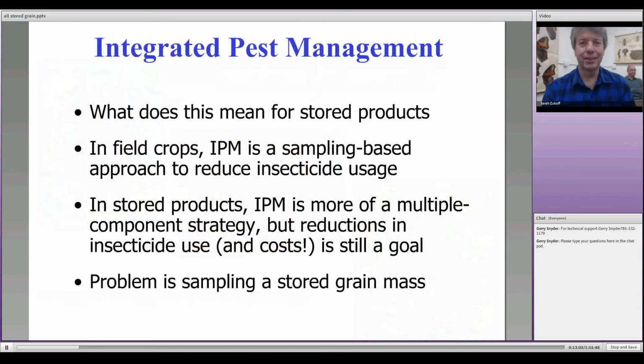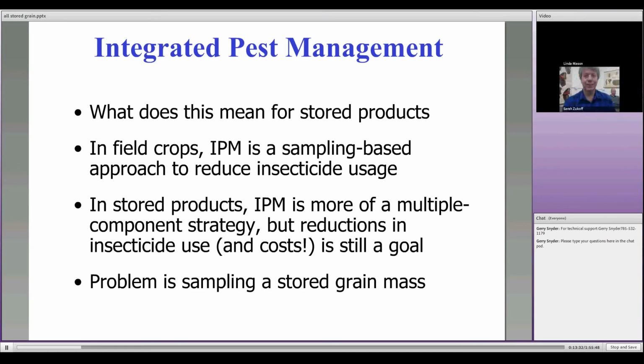Integrated pest management. So a little bit about this concept. If you're a county agent, you hear us in the universities talking about IPM a lot. It's pretty much the same all throughout agriculture, a little bit different for the stored product and stored grain system. So as in field crops, we like to think of sampling-based approaches to IPM with an objective to reduce insecticide usage. Now again, this will change depending on the value of your commodity and what you're going to set as a trigger for making that decision to use insecticides and so forth.